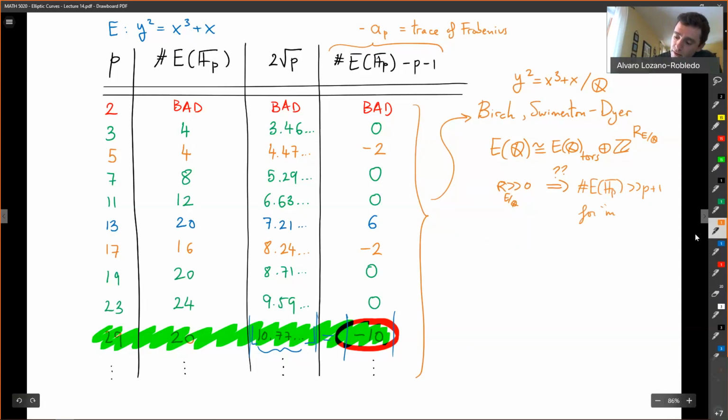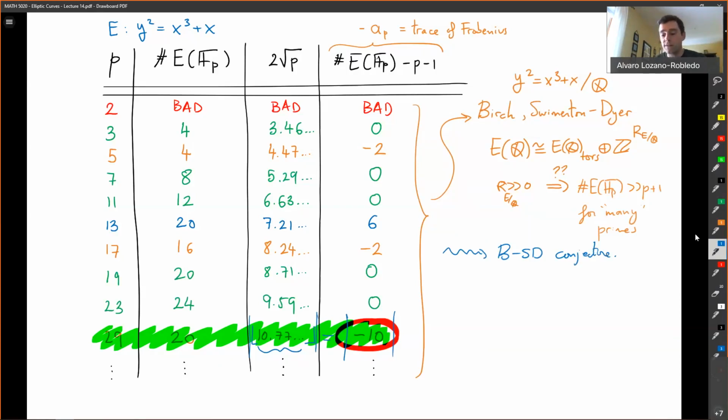And the question is, what does it mean very large, and what does it mean many primes? Putting all that together, they came up with what we now call the BSD conjecture, the Birch-Swinnerton-Dyer conjecture, which hopefully we will talk about at the end of the semester. I'll talk more about this in terms of building the L-function and stating what the conjecture says.